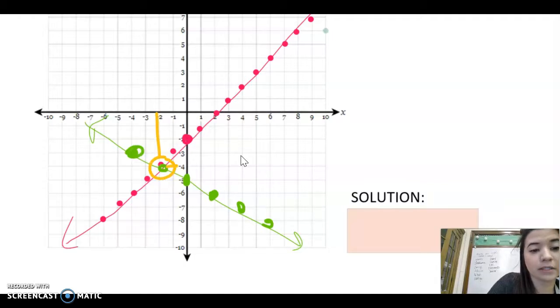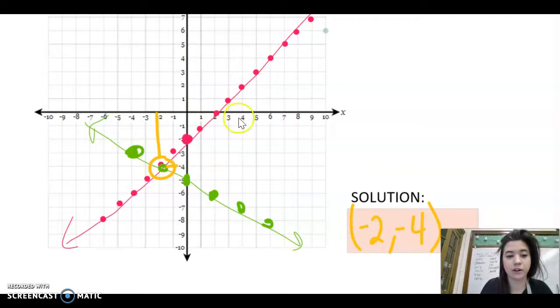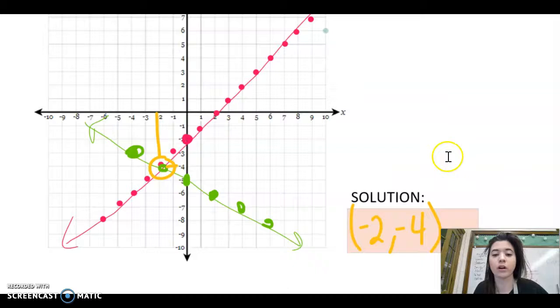So in this problem, it's negative 2, negative 4. Again, your x first, and then your y. This is your x right here. So x is negative 2, negative 4.